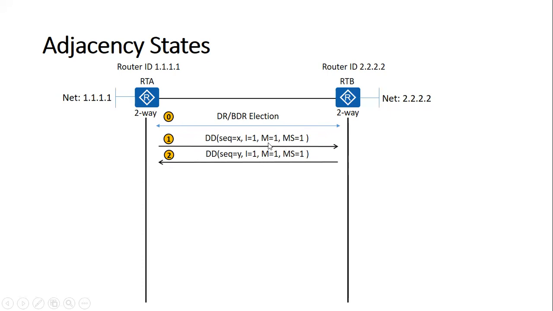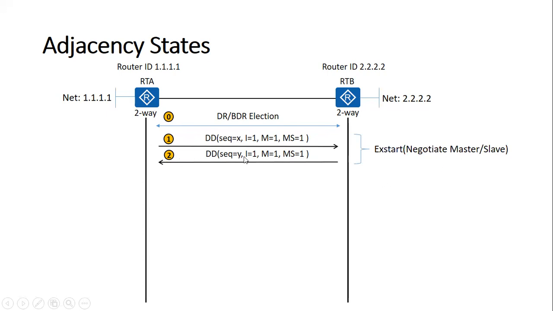So that is the Exstart process, determining who is the master. So the master will be router B. So router B will be the one taking charge of the sequence numbers. So that is the Exstart. Then negotiate who becomes the master and who becomes the slave.